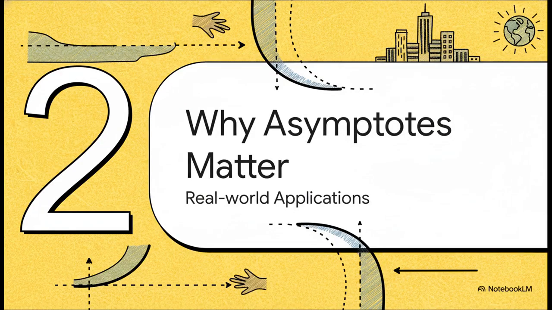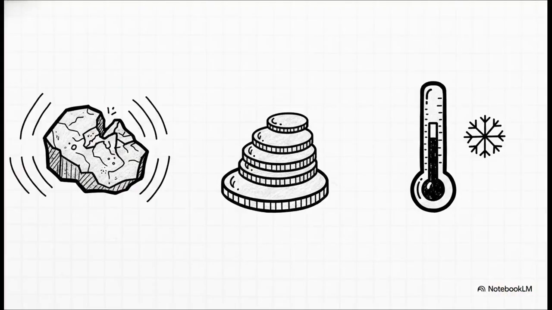Section 2, why asymptotes matter. Let's look at some real-world applications. Now, you might be wondering, why do I even care about an invisible line I can't see? Well, understanding asymptotes actually helps us predict what a graph and the real world itself can and cannot do. Take a look at these examples. In science, we see this exact behavior in radioactive decay, where particles break down over time but never completely vanish.